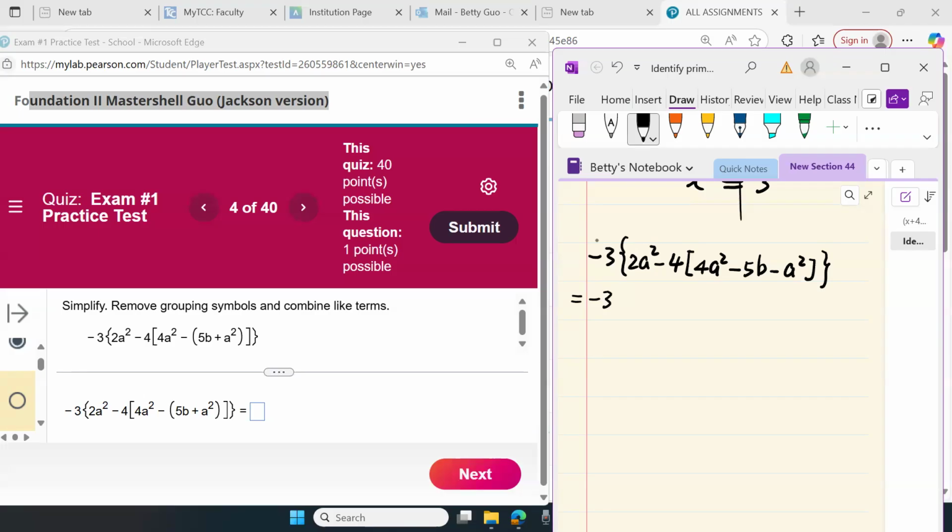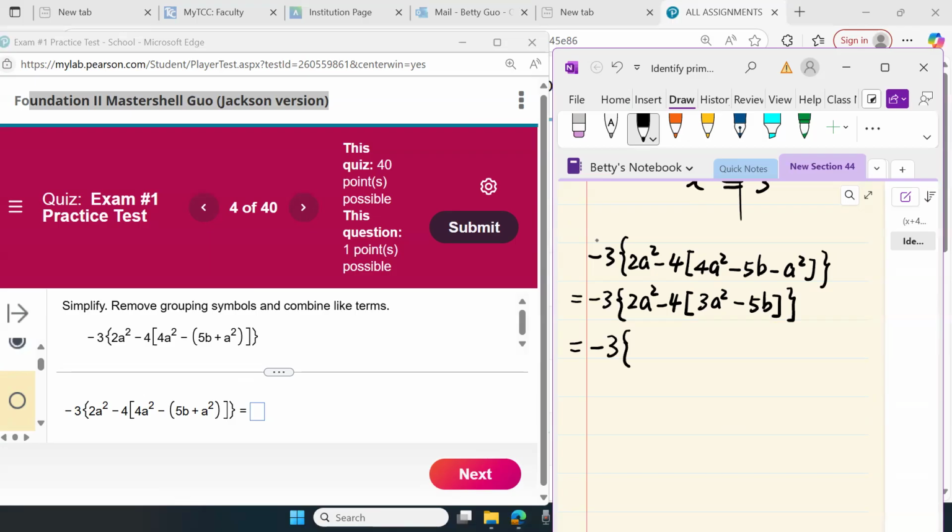And let's see if we can simplify the expression in the bracket before we apply the distributive property again. We want to see if we can simplify the expression in the bracket. And we could. 4a squared minus a squared, 3a squared. We have two terms that are like terms. We can combine them. 4a squared minus a squared, 3a squared. And bring down minus 5b. Close the bracket, close the braces.